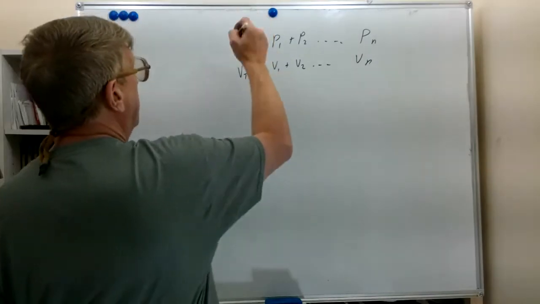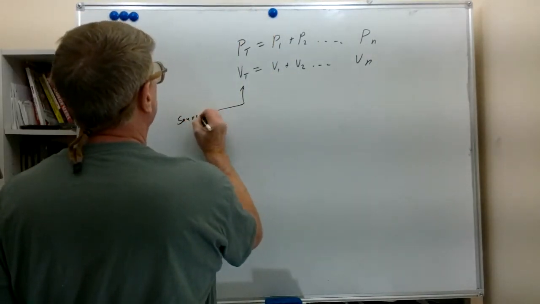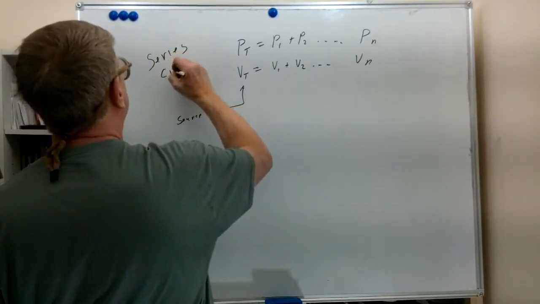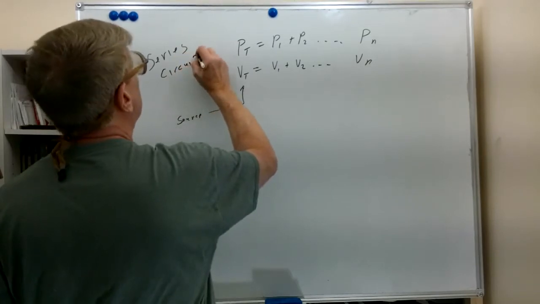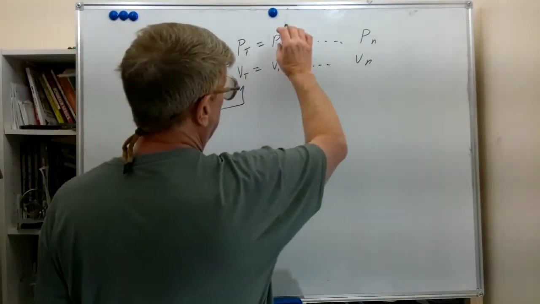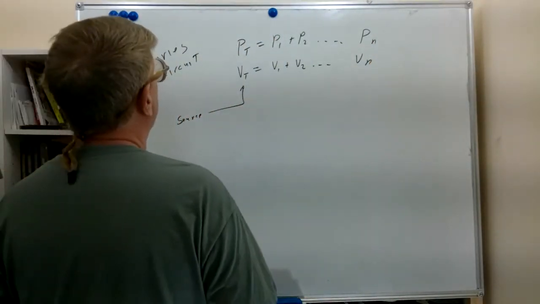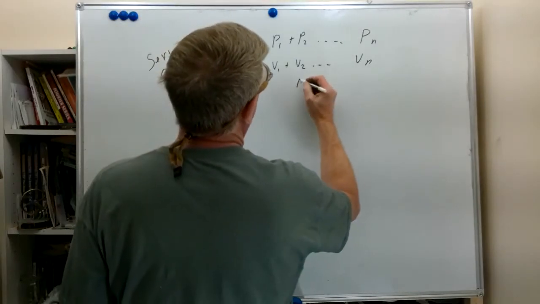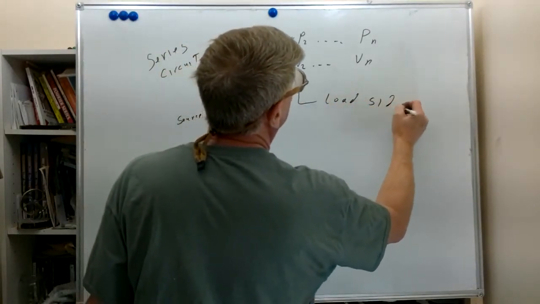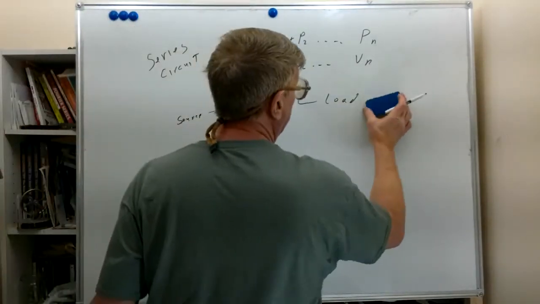So the power supplied, we'll call this the source side, and this is related to series circuit. Though this power formula is pretty much good in any type of circuit, but we're talking about series circuits. And this is basically our load side, load portion of the circuit. We'll just call it load.